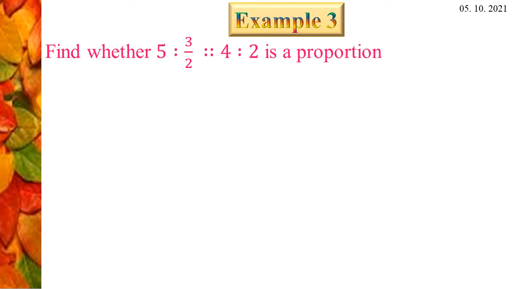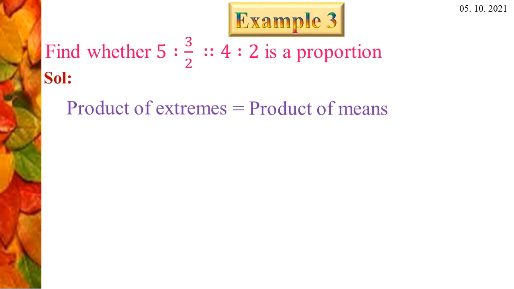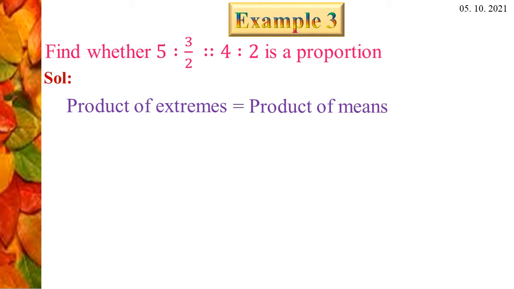Let's see example 3. Find whether 5 is to 3 by 2 proportion 4 is to 2 is a proportion. Let us find the solution. Here given 4 terms, we have to find out whether it is a proportion or not. So proportion formula, product of extremes equal to product of means. As you know very well, write your terms: 5 is to 3 by 2 proportion 4 is to 2.